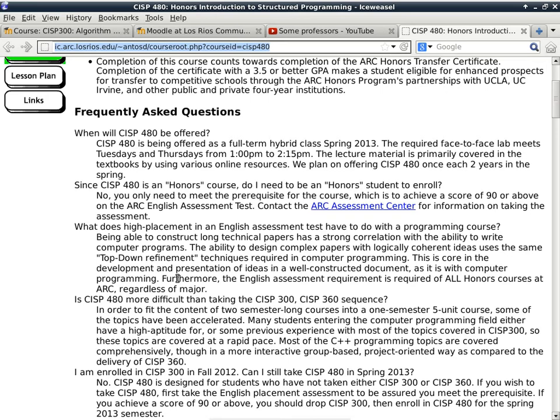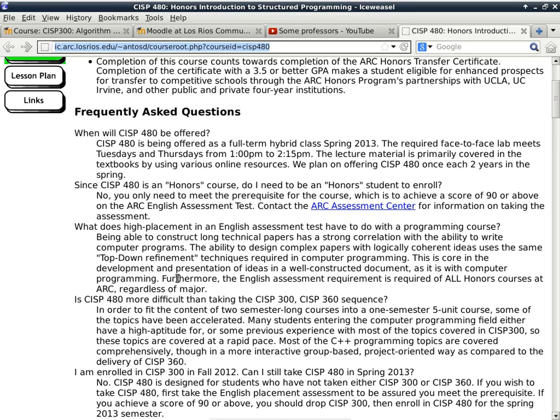Okay. Here's a question. If you've already taken the 300 now, and then in the spring, hopefully you pass this class, do you need to take 480? No. So if you're taking CISP 300, there's no point in taking CISP 480. You would just take 360, because CISP 480 includes both courses' content.